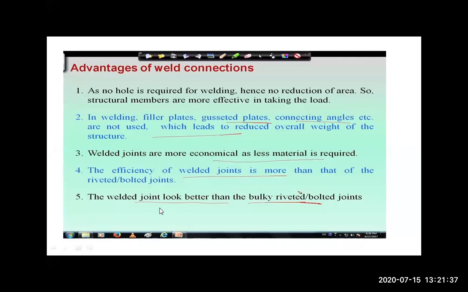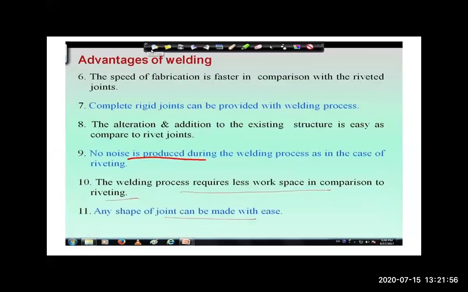Then the welded joint looks better than the riveted and bolted. Simultaneously write down these advantages in short. I will also provide the notes. Next, the sixth is the speed of fabrication is faster as compared to riveted. Then the welded connection is a rigid joint. Then number 8 is alteration and addition to existing structure is easy as compared to riveted joint.